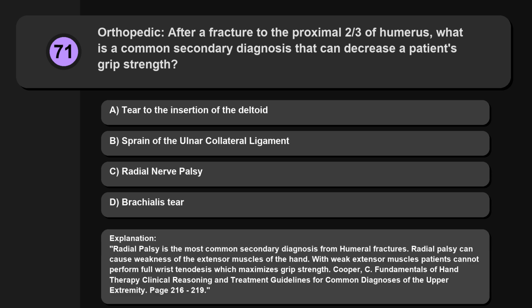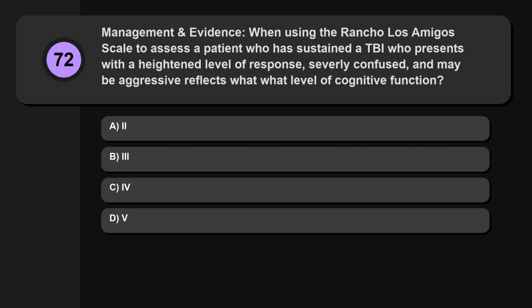Radial palsy is the most common secondary diagnosis from humeral fractures. Radial palsy can cause weakness of the extensor muscles of the hand. With weak extensor muscles, patients cannot perform full wrist tenodesis, which maximizes grip strength. Cooper, see Fundamentals of Hand Therapy, Clinical Reasoning and Treatment Guidelines for Common Diagnoses of the Upper Extremity, page 216 to 219.